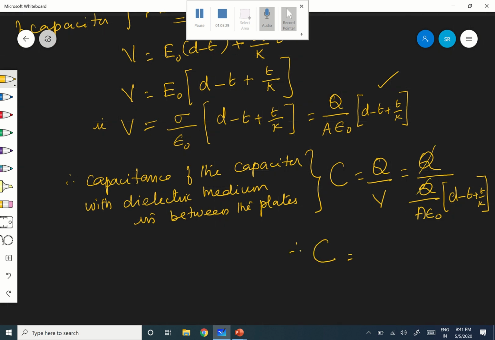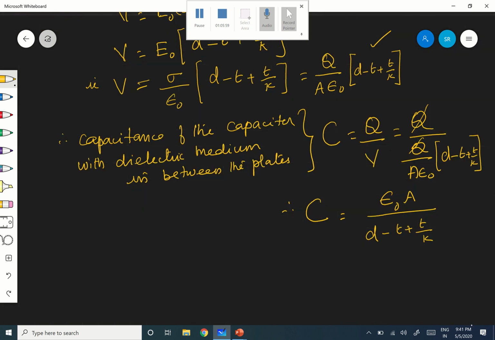Therefore, your C0 is the external field, the capacitance without medium. Now C is the capacitance with medium. So C is equal to epsilon naught A divided by D minus T plus T by K. I want to bring in C, so C is equal to epsilon naught A divided by D minus T, taking T outside, you will be getting 1 minus 1 by K. Correct? 1 minus 1 by K.